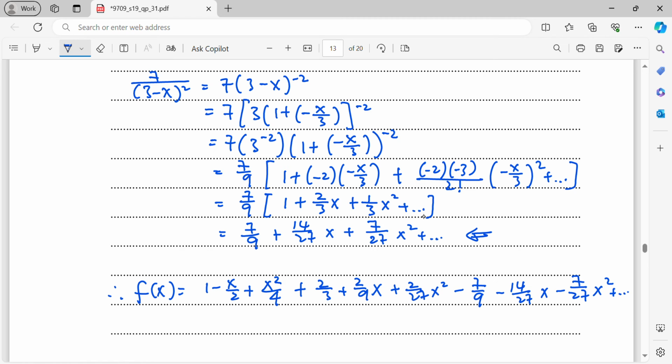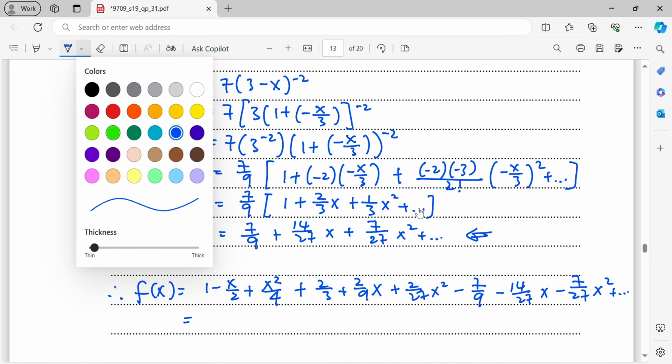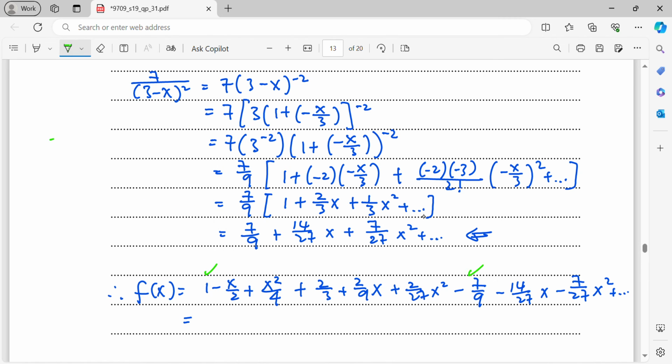Okay. Now here, when you simplify, look at here, 1 minus 7 over 9 plus 2 over 3. That is going to be 8 over 9. Therefore, the term with the x, we'll get the total. It will be negative 43 over 54x. Lastly, you will be getting 7 over 108x squared. So this will be the expansion up to x squared.